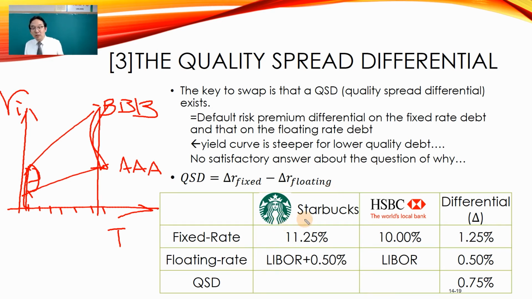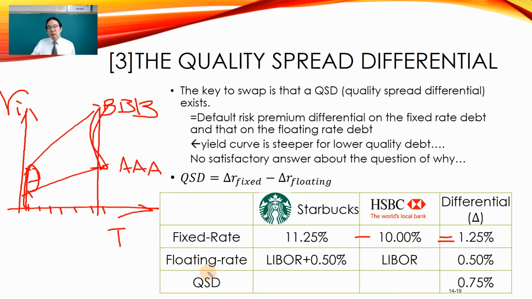If you look at Starbucks and HSBC, each company's borrowing rate looks like this. At fixed rate, Starbucks is 11.25 percentage point, whereas HSBC is 10 percentage point. This is a fictitious example for pedagogical purpose. The differential is just this minus that, that's 1.25 percentage point. Make sense?